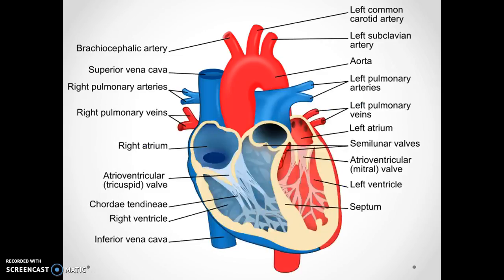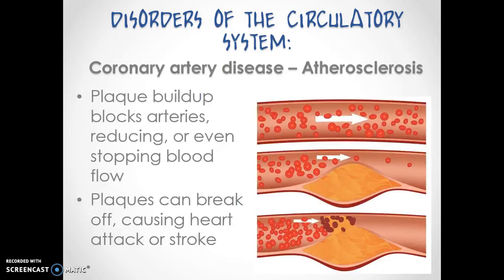So this is the detailed structure of a human heart, and I will explain more on disorders that we have in the circulatory system. The first is coronary artery disease. It causes plaque. The plaque in the blood vessel will build up and block the arteries, reducing or even stopping the blood flow in our arteries, and it can break off. Once it breaks off, it will cause a heart attack or stroke.